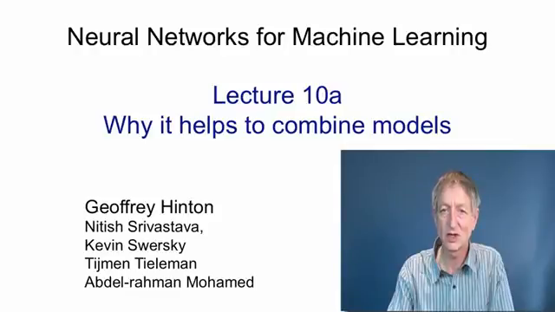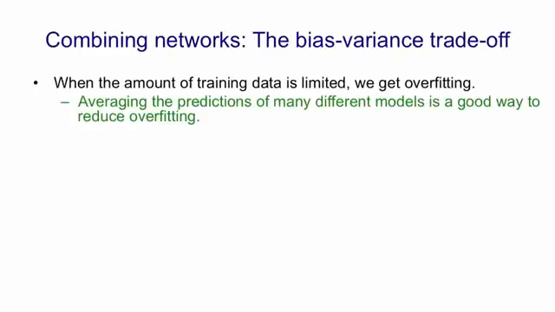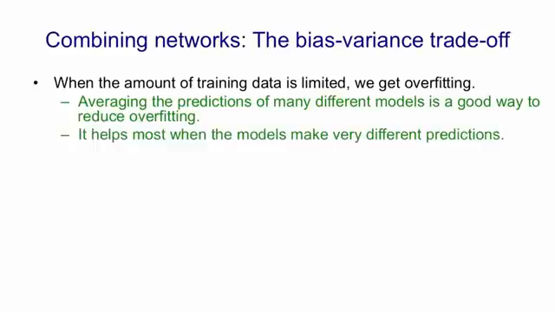make very different predictions. As we've seen before, when we have a limited amount of training data, we tend to get overfitting. If we average the predictions of many different models, we can typically reduce that overfitting. This helps most when the models make very different predictions from one another.